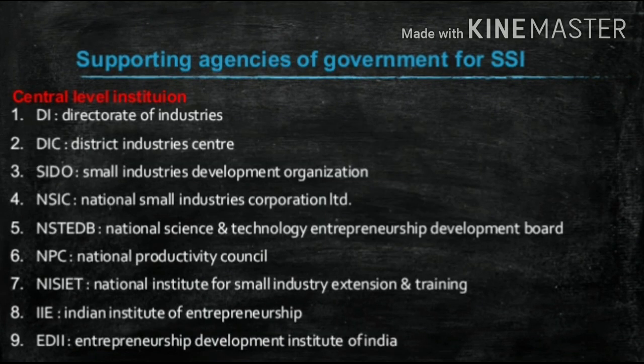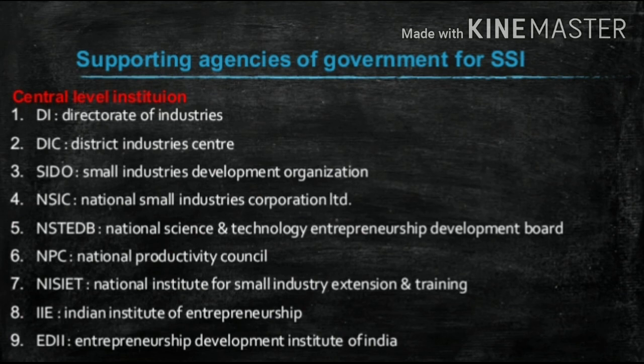Now supporting agencies of government for SSI. Here the central level institutions are DI. It is involved in promotion of the small scale sector at the state level. Also DIC. It promotes development of khadi and other village industries. Also SIDO. It mainly acts as a nodal agency and an interface between central and state government. It also gives wide-ranging technical and consultancy services.